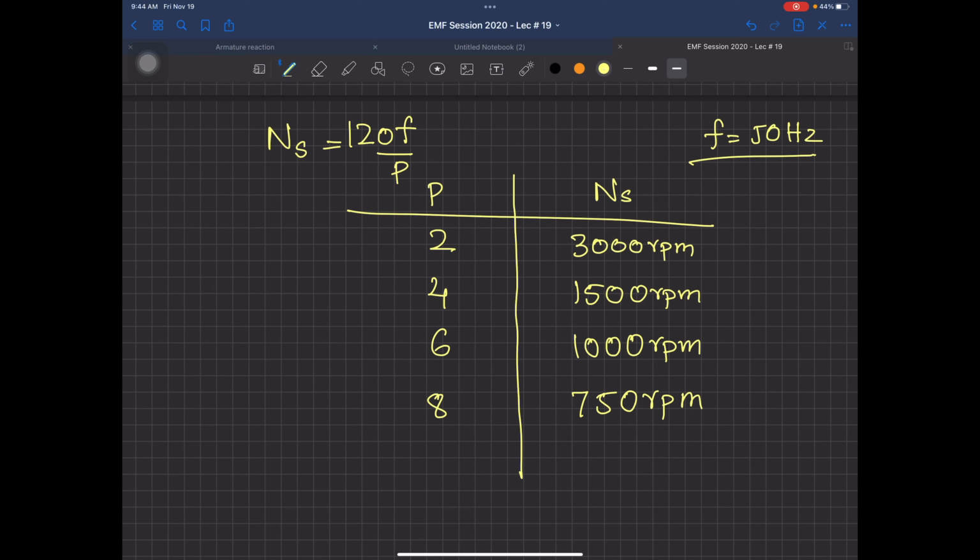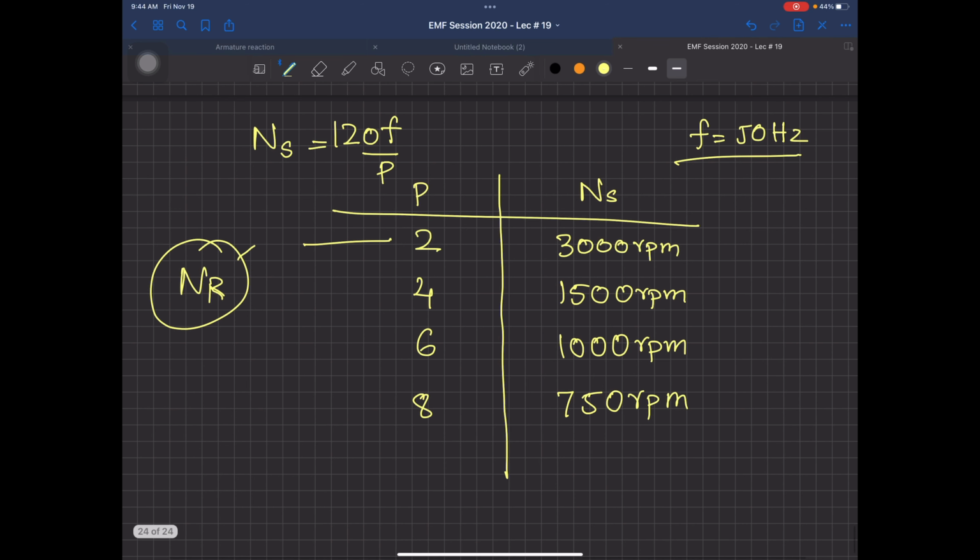Now, your induction machine, listen to this very carefully. If it is a 2-pole induction machine, it will have a rotor speed, which we will define as NR, and it will be close to this 3000 RPM. Not exact. Why? Because there is a speed regulation, as I've told you.